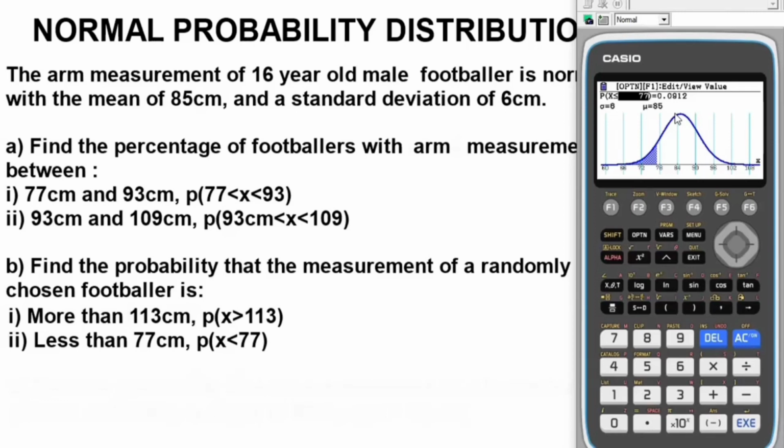This is basically how you can solve problems involving normal probability distribution with the Casio fx-CG50 graphic calculator in seconds for multiple choice questions. Hope you learned something interesting from this video.